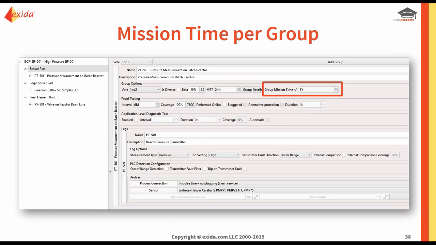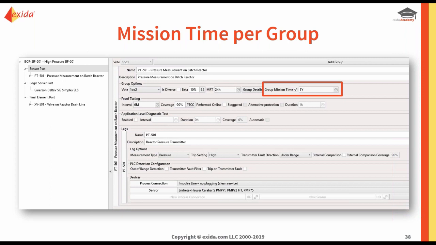However, we now allow you to go into the group, and in this case, we're defining some of the parameters for the sensor part. You can say, listen, this sensor has a useful life of 5 years, and I want to take that into account. I'm going to be replacing it, so I want the calculation to reflect that. So you can elect to do a group mission time by selecting the checkbox and enter in that 5-year mission time just for the sensor part.